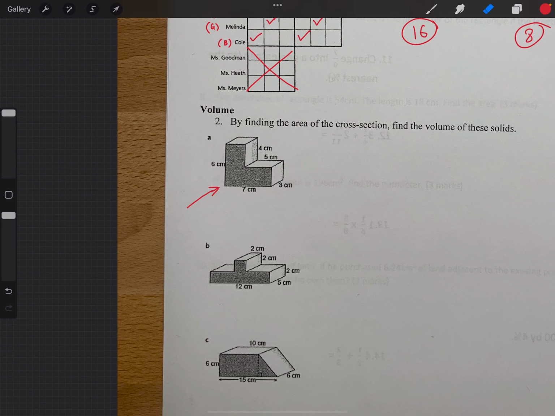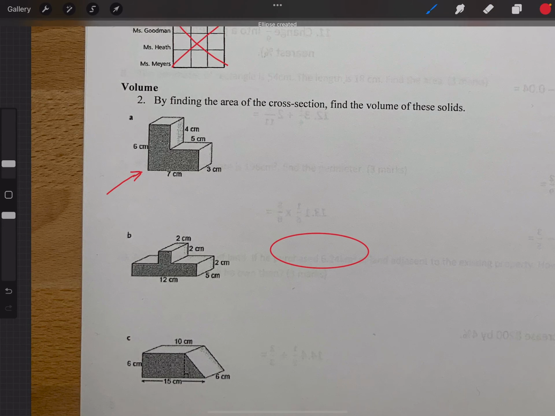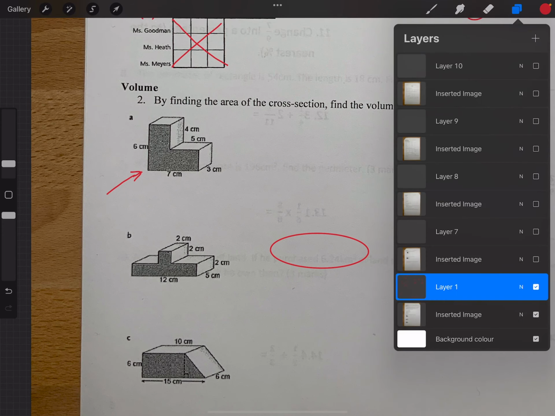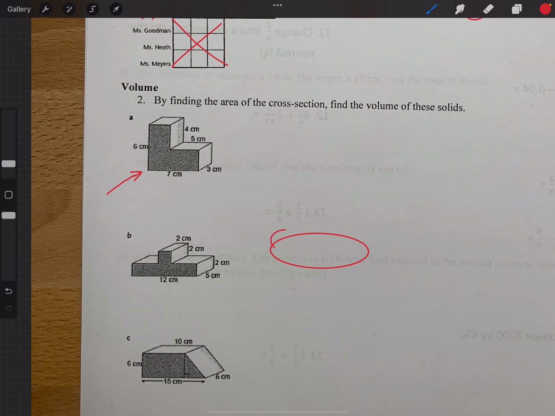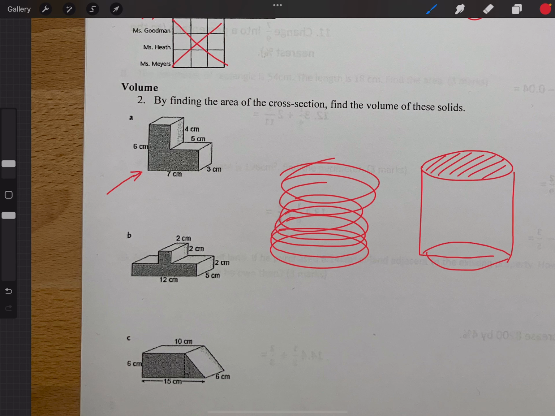This is how volume works. Imagine you have a circle, and imagine you keep stacking that circle up. Eventually you will create a cylinder. So the cross-section is the area that is being stacked up. For a cylinder, the area is a circle, and to find the volume we find the area of the circle and multiply by how high or how long we're stacking it. That's the idea of what cross-section means.